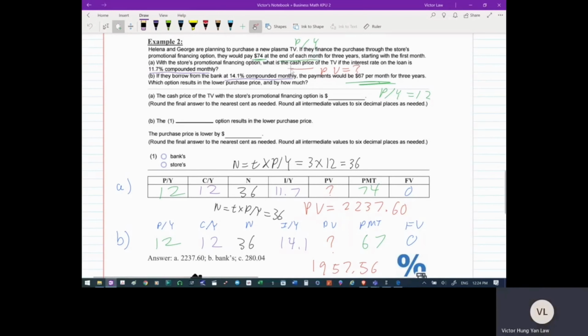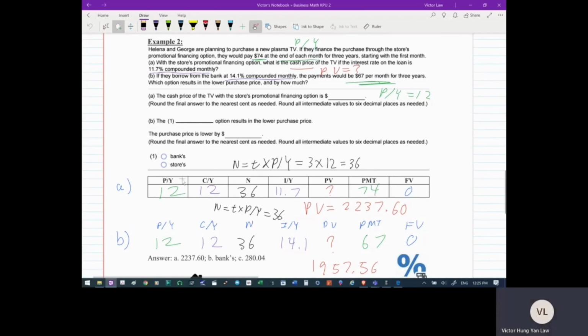So in part A, what we're looking for is the cash price. Cash price is our present value. This is how much money that we need today. So that's why we're solving for the present value. And in the question, we're given that we're making a payment of $74 at the end of each month. So this payment amount is constant, and this is repeated at a regular time interval. So that's why this is our PMT. $74 is the PMT, and the payment is at the end of each month.